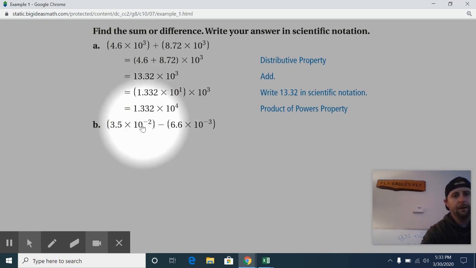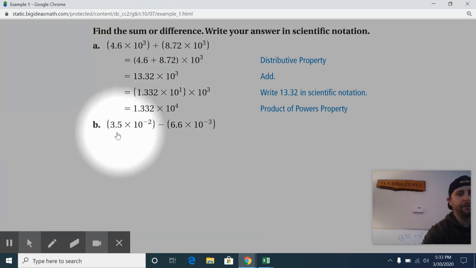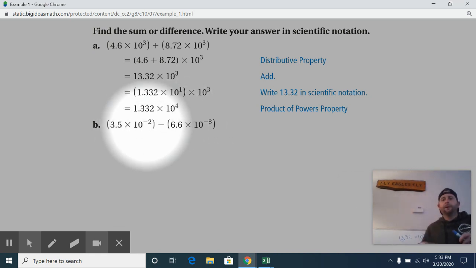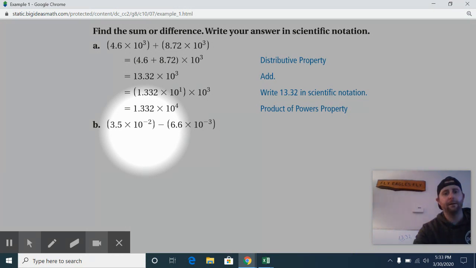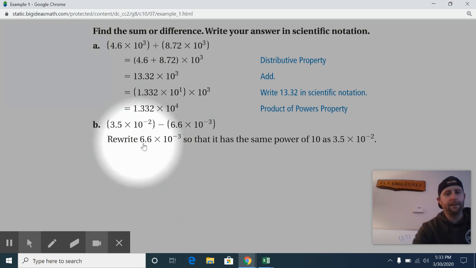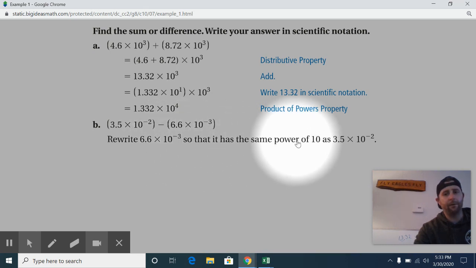All right, now problem B, more difficult. Here's why. The powers of 10 aren't the same. Okay, so I can't subtract right away. I can't just do 3.5 minus 6.6. I can't do it. I need to change one of these numbers. All right, I have to change one of these numbers to get it to have the same powers of 10. All right, so I'm going to make a choice. And I'm just going to follow what the book does here. They're saying that we want to rewrite 6.6 times 10 to the negative third so that it has the same power of 10 as 3.5 times 10 to the negative second.